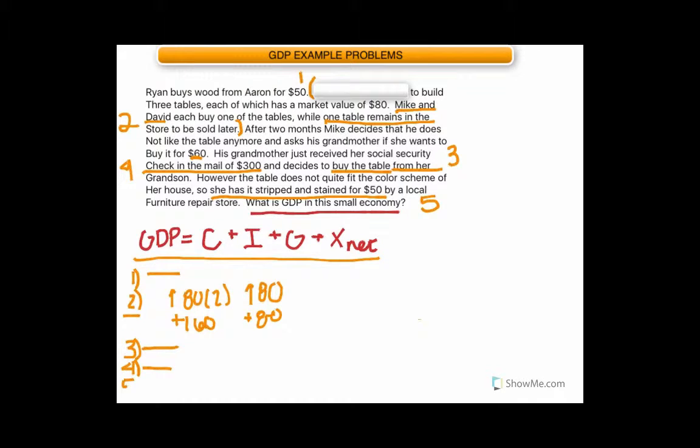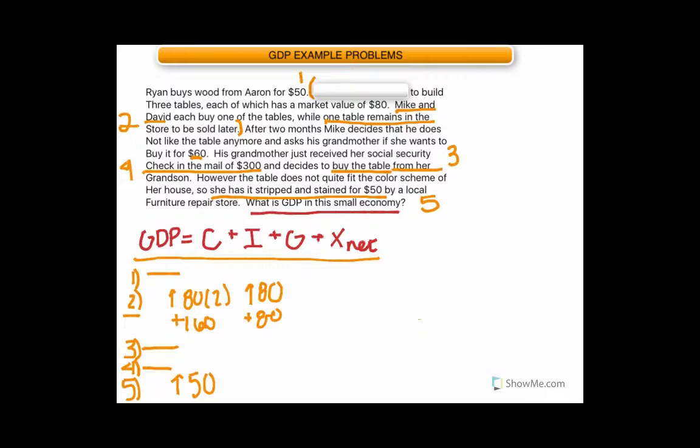And finally, in scenario 5, the table is stripped and stained for $50 by a local furniture repair store. So now that the grandmother has the table, she decides that she wants to do something different with it. So she takes the table to another company, the furniture repair store, and pays them for a service where the table is stripped and stained for $50. So here, we're actually going to get an increase in consumption by $50 because the grandmother is paying for a service. And this is a new service.